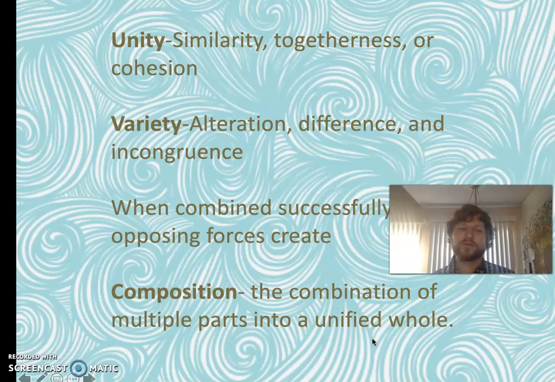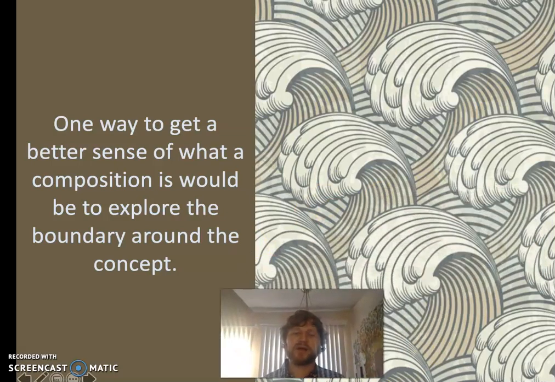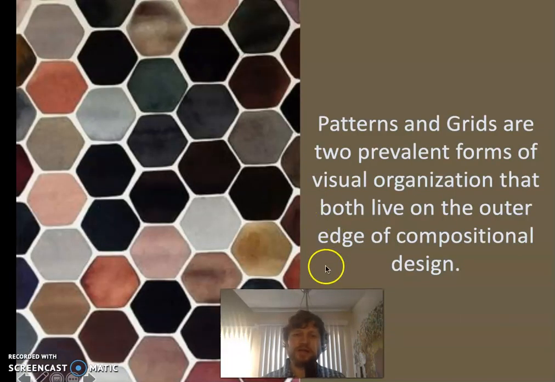Okay, so arguably you need that kind of meshing or that kind of opposition to create a composition. So when we talk about grids and we talk about patterns, what we're talking about are ideas of something that's kind of on the outer boundary of what a composition is. So some grids you could say are definitely a composition, some patterns you could say are definitely compositions, and some are harder to put into that camp, and I'll show you what I mean.